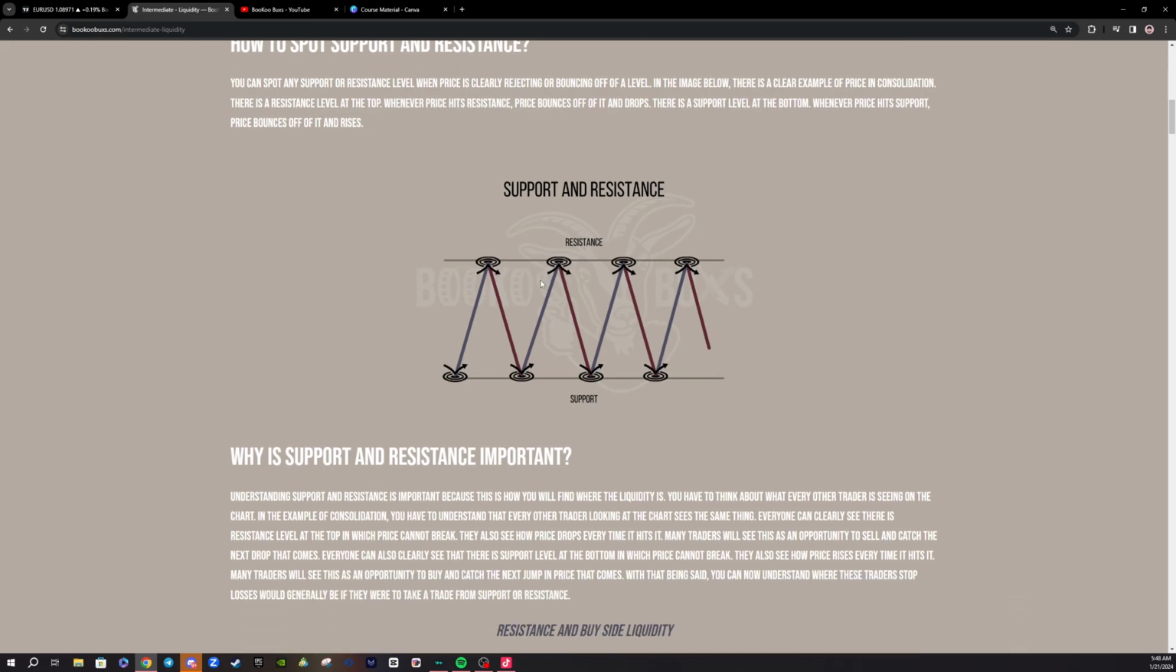So in this example right here, we just have a simple marking or annotation of price in consolidation. At the top, you're going to have some form of a resistance line. As you can see here, based off the little bounce markings, every time price hits resistance, it bounces downwards. The opposite is for support. Every time it bounces off support, it bounces upwards. And that right there is just simple support and resistance.